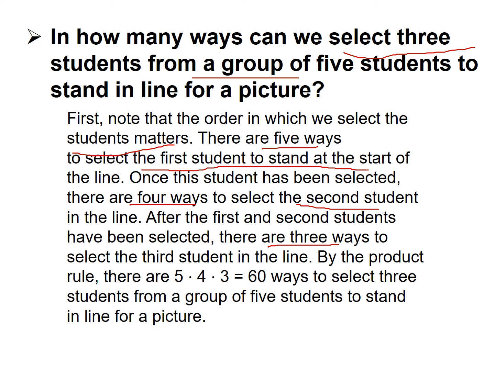As we just need 3 students, we have selected all of them. So by the product of all the ways, 5 into 4 into 3, there are a total of 60 ways to select 3 students from a group of 5 students to stand in a line for a picture.